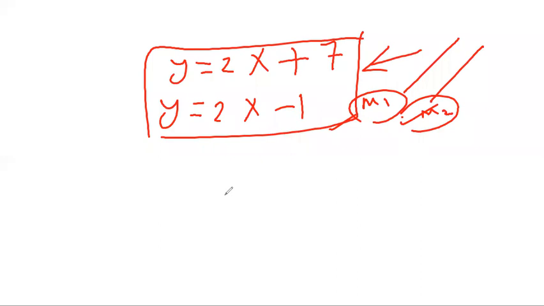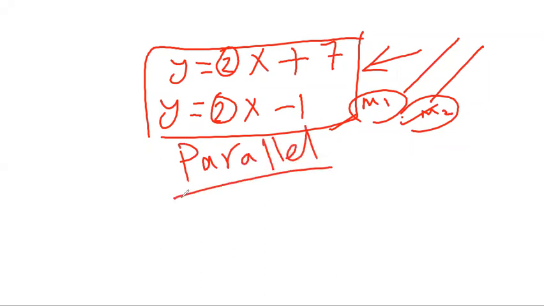Both of them have the same gradient. So the same gradient. So do you have any meaning of the same gradient, Muhammad? What is the meaning of the same gradient? That both of them are going in the same shape or in the same form. So the two straight lines are parallel. Thank you, Muhammad. So if the two straight lines have the same gradient, the two straight lines are parallel. Any problem?